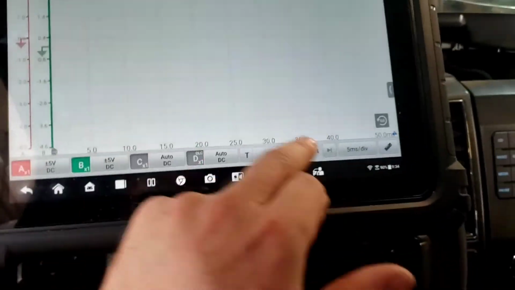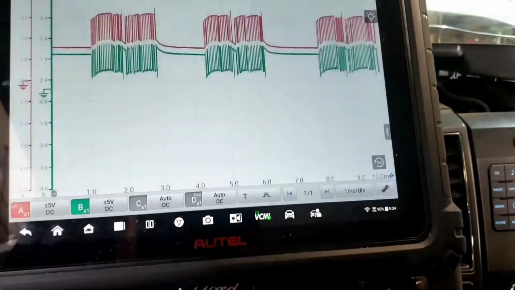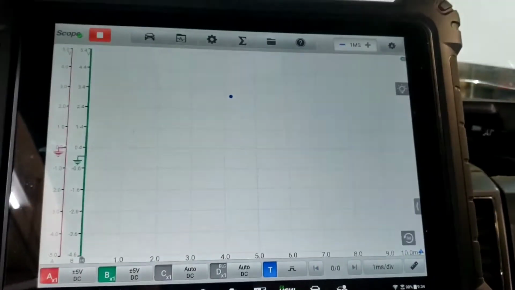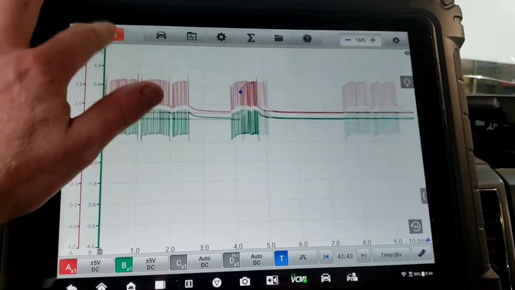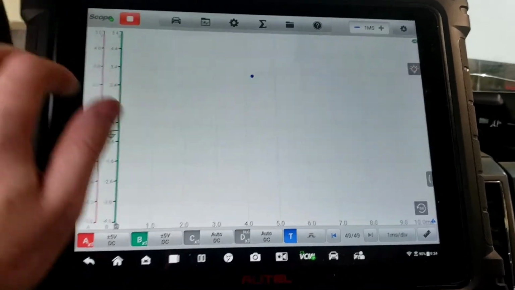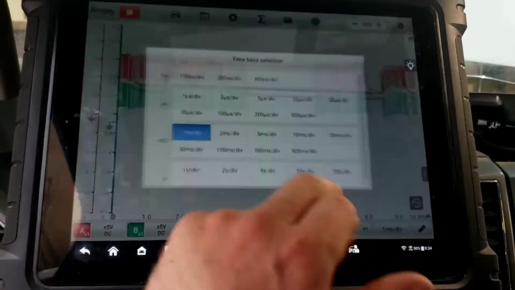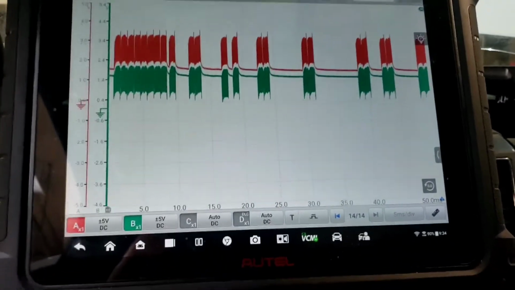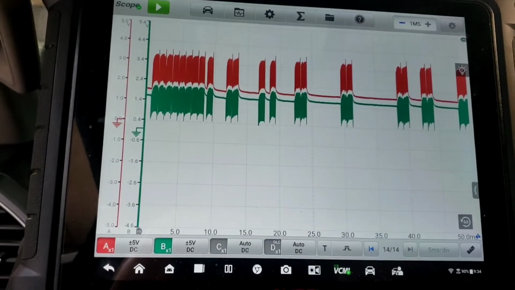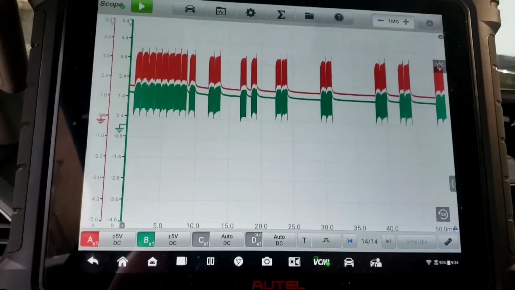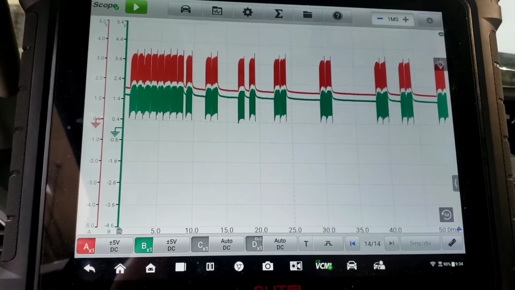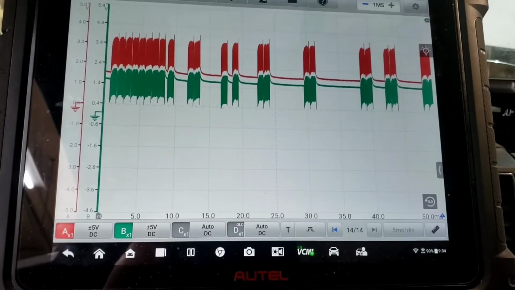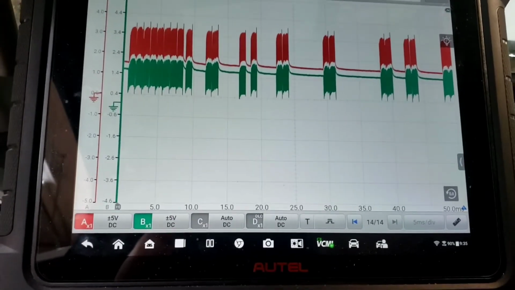Let me do a different time base here. Put a trigger on. Yeah, it's completely messed up. So what I want to do now, normally if this was shorted to ground, your voltage would be to 0. Or if we're shorted to positive, battery voltage would be to battery voltage. Or if we're shorted together, CAN high, CAN low would be 2.5 volts. We don't have none of that.